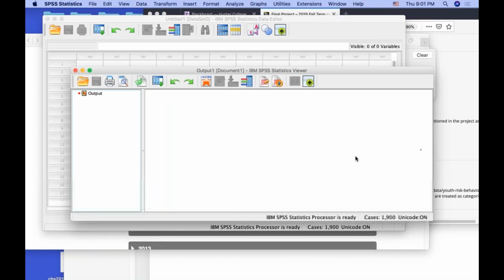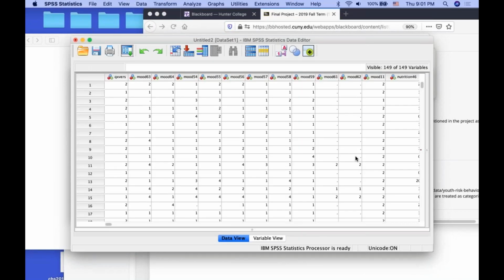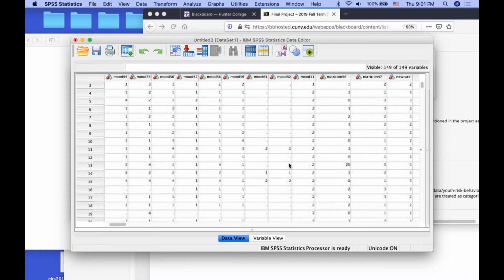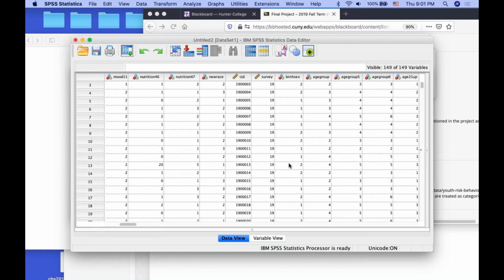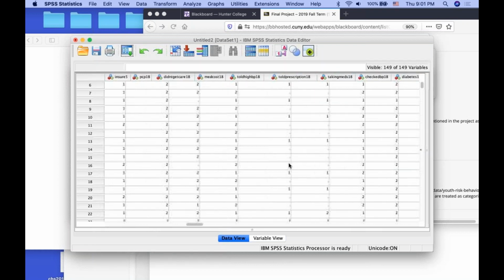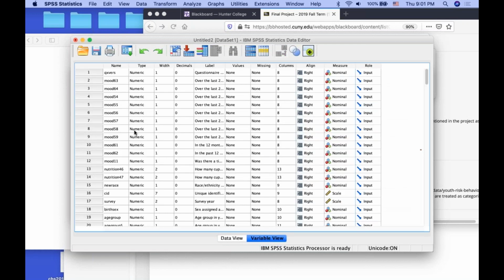Now it will import that data into SPSS. Every one of those columns and rows, and there they all are. Just the way you would expect them to be, with numbers and maybe a non-numerical variable every once in a while. Okay, and if I click on the variable view, you can see what all these different variables are.